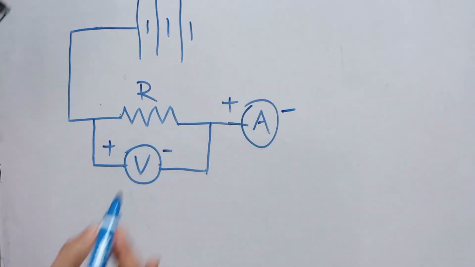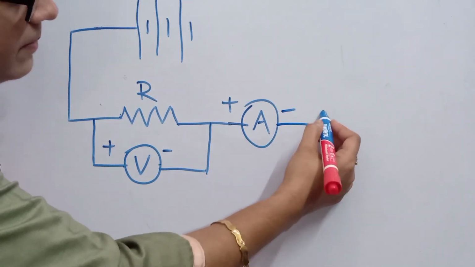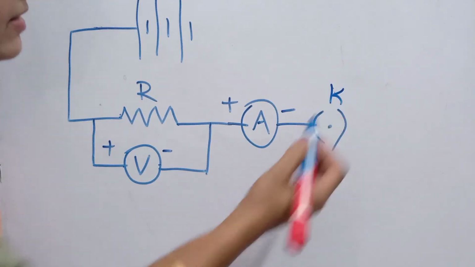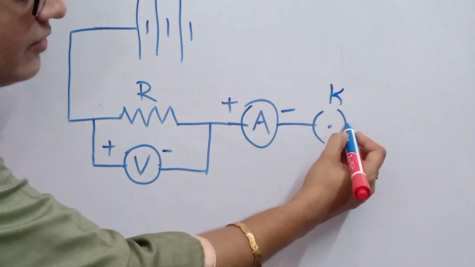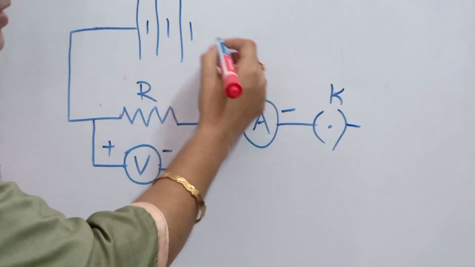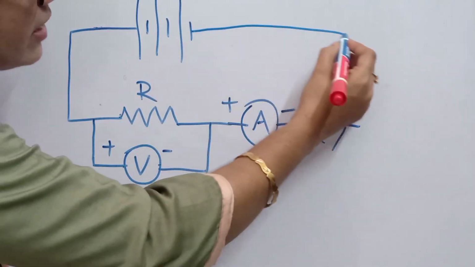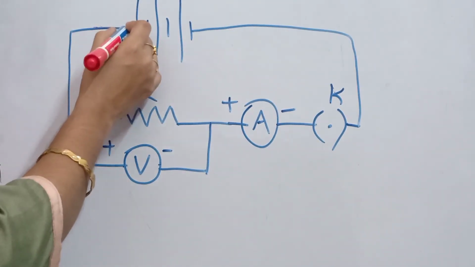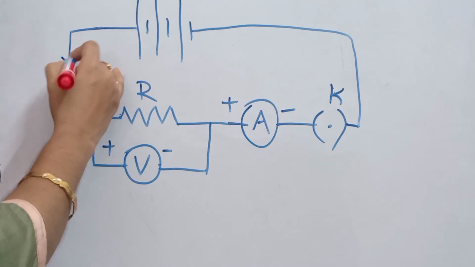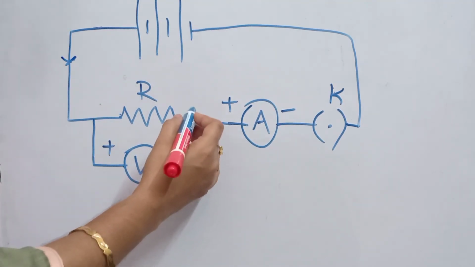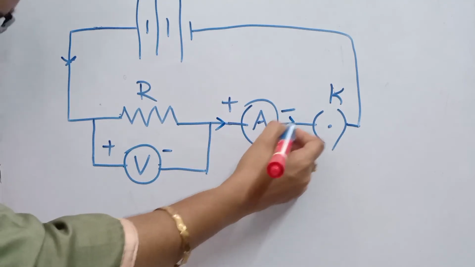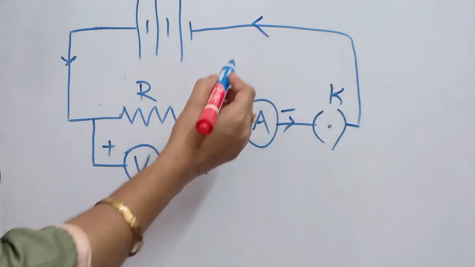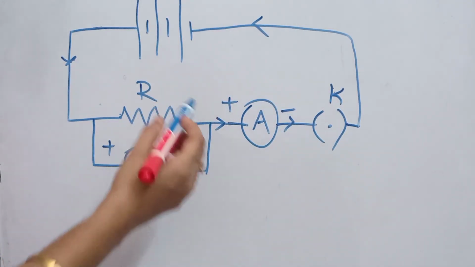From the negative we have to connect to the key. So that is marked as K, and from the other end of the key we can connect to the negative of the cell. The key has no polarity because there is no positive or negative, so we can connect it any way, and the direction of the current is marked with arrow marks. This is the circuit diagram for getting the graph.